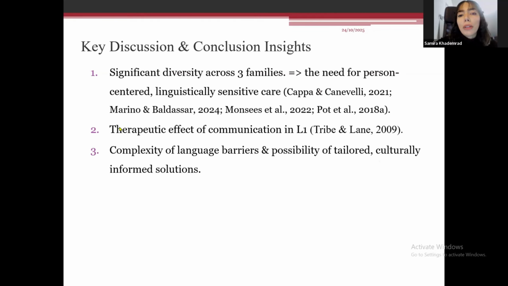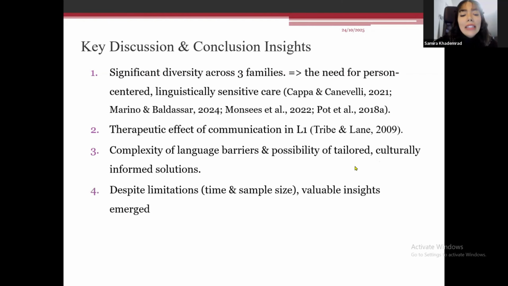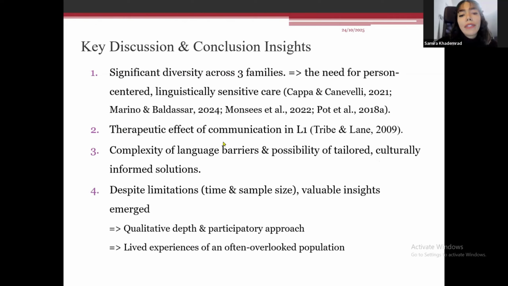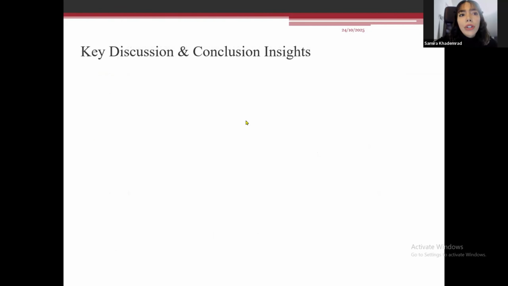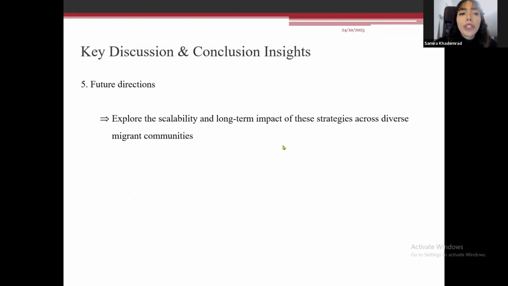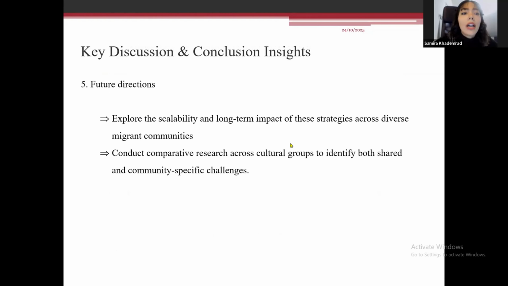Although language barriers are complex, the possibility of tailored and culturally informed solutions is there. And despite the short time frame and small sample size, valuable insights emerge through qualitative depth and participatory approach, and through their lived experiences of an often overlooked population. So for the future directions, future research may explore the scalability and long-term impact of these strategies across diverse migrant communities, or they may conduct comparative research across cultural groups to identify both shared and community-specific challenges.